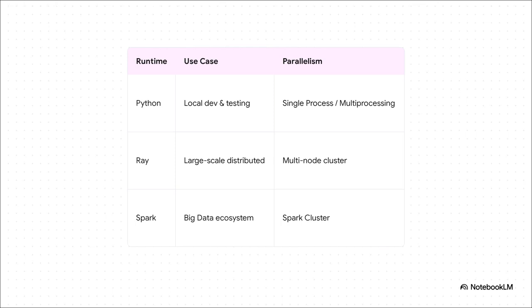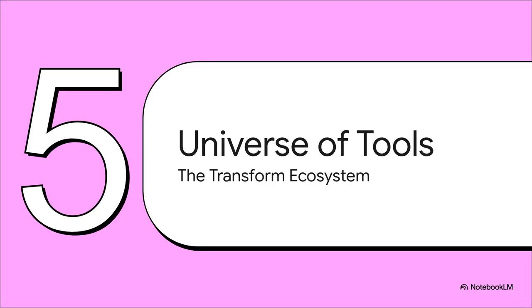And this is probably the key takeaway for this section, the sheer flexibility. You can start small, right on your own machine, using the basic Python runtime to test things out. But then, when you're ready to go big, you can just flip a switch and run the exact same code on Ray for massive distributed processing, or on Spark if you're already in that world. And here's the best part. You don't have to change a single line of your core transform logic. That's a game changer.